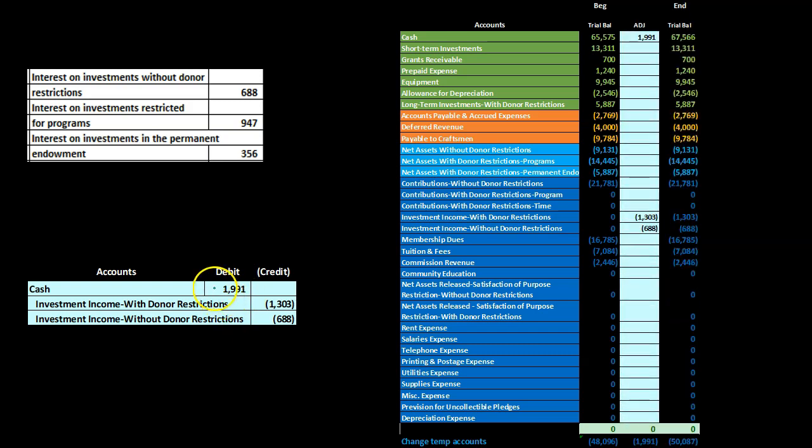Posting this out then, we've got the cash. Cash is up top. Cash is going up in the debit direction. Then we've got the investment income with restrictions. That's going to be this top one. And that's going up in the credit direction. This is also income, increasing what would be thought of as net income for the not-for-profit organization. Then we have the investment income without restrictions, which is at 688. It's going to be increasing as well in the credit direction, increasing what we would think of as net income, that being, of course, all the dark blue accounts, only income thus far, therefore not a loss.